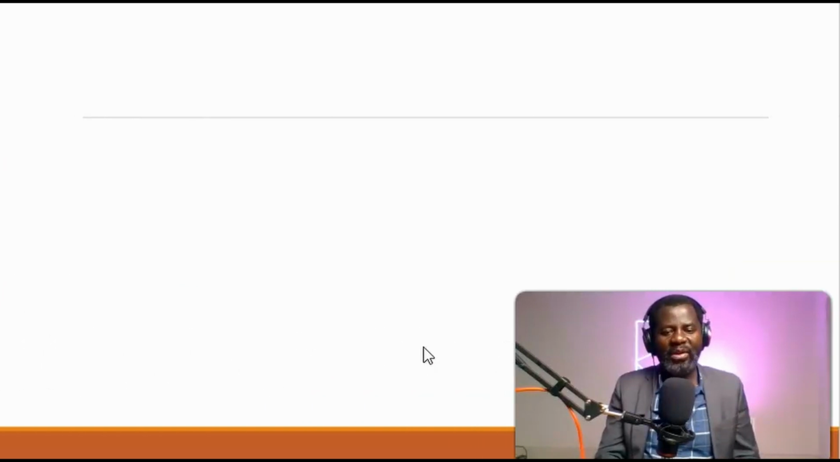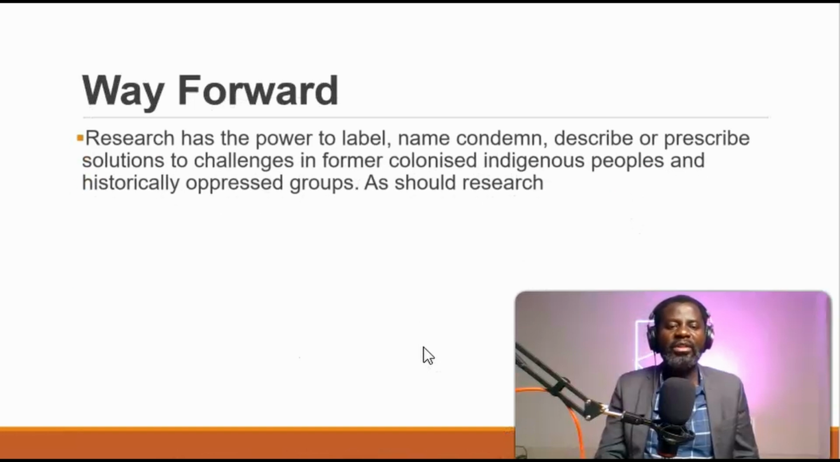What is the way forward from here, friends? We know that research has the power to prescribe solutions to challenges in former colonized indigenous peoples and historically oppressed groups. As such, let us get involved in every process that changes the way we conduct research in Africa. Let us give back power to people.